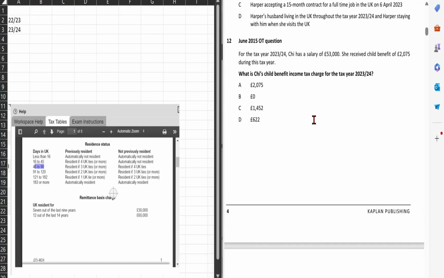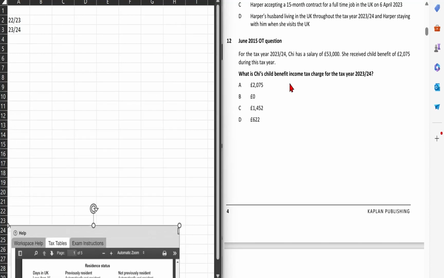Question 12. What is the child benefit income tax charge for tax year 2024? Okay, for the tax year 2024, her salary is 53,000, and she received child benefit of 2,075 during this tax year. So basically her employment income is equal to 53,000, and as there is no other income, we will assume total income is equal to employment income, which is 53,000. In order to calculate the child benefit charge, we should first look at whether our adjusted net income exceeds 50,000 or not. In our case, total income equals net income, and net income equals adjusted net income, because there is no information regarding pension contributions or donations. So we will assume adjusted net income is 53,000.